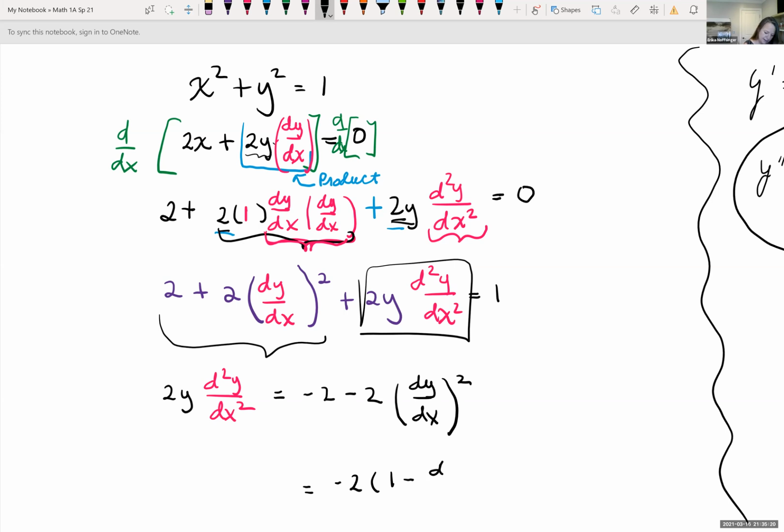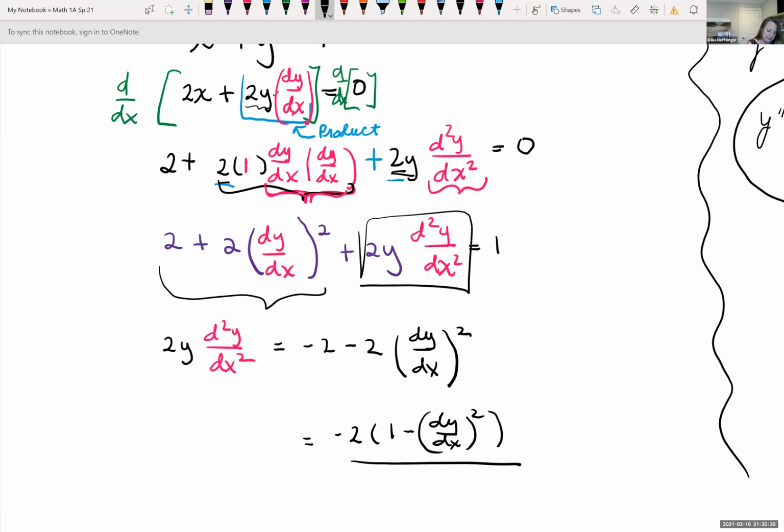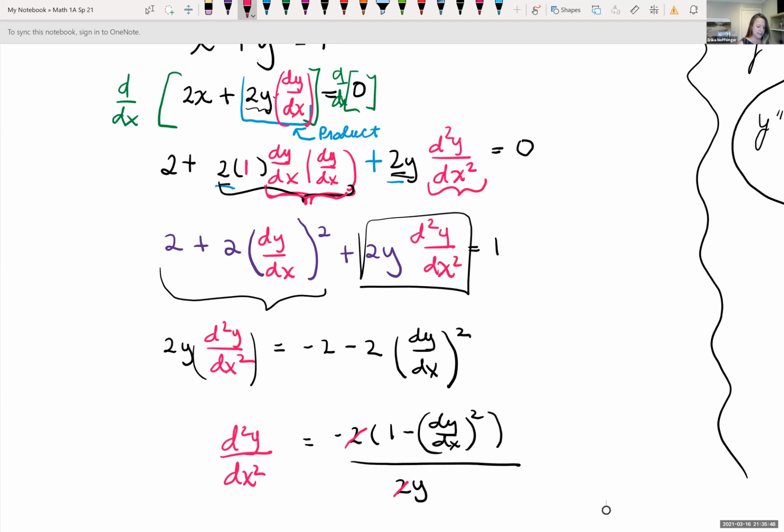dy dx quantity squared all over. So we're going to get this double derivative by itself. We have to divide by 2y all over 2y. So the double derivative of y with respect to x is equal to this. Our 2's cancel. So we're almost there.